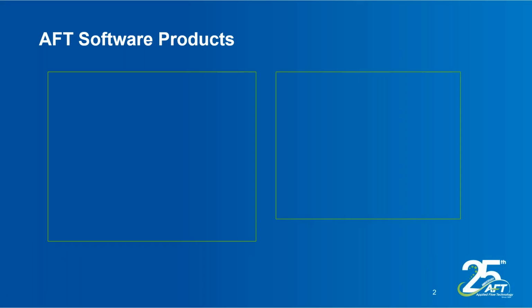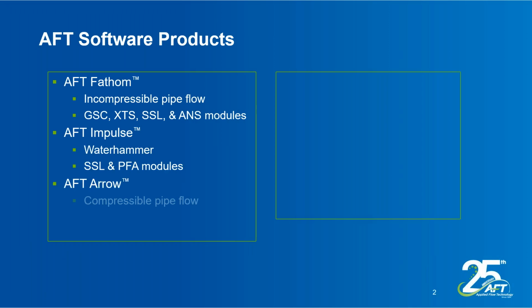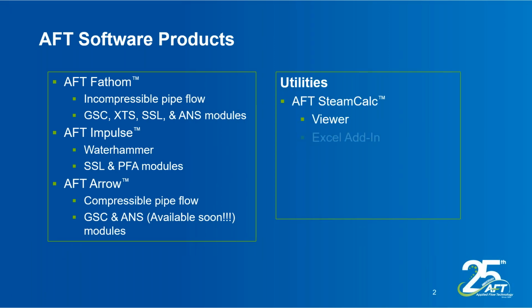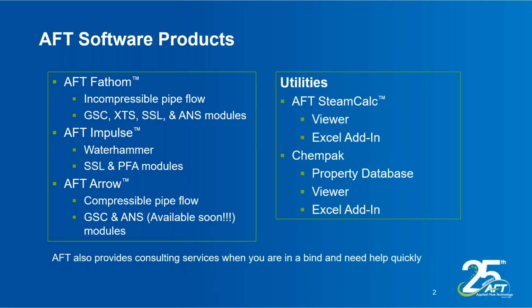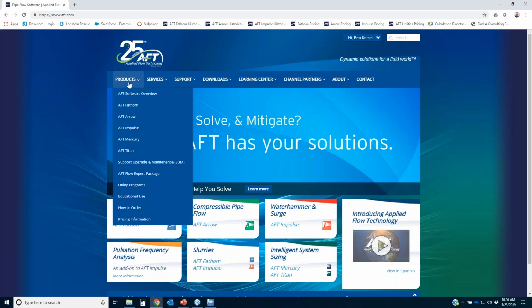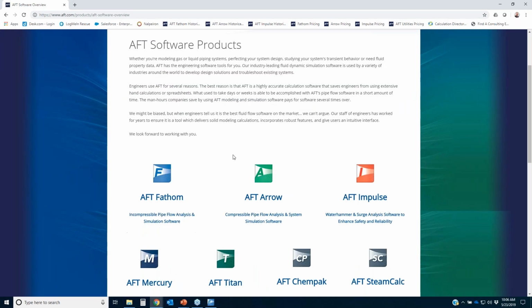So before we get into that, these are our base products that we offer, and I'm sure that you're all familiar with them if you've listened to one of my webinars before. If you're not familiar with them, you can find information about all of our products on our website. Simply, again, go to aft.com, and then under products, just go to the AFT software overview. And this is where you can find an overview for each software tool that we have, and then you can learn more about each one individually.